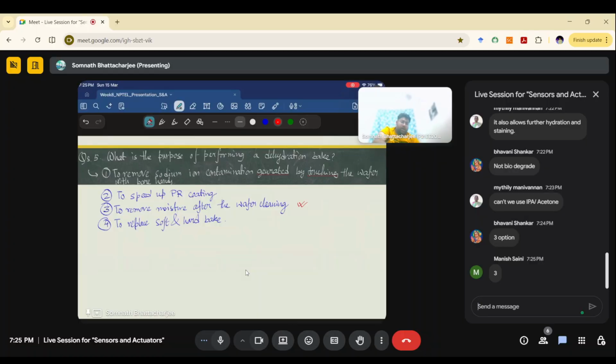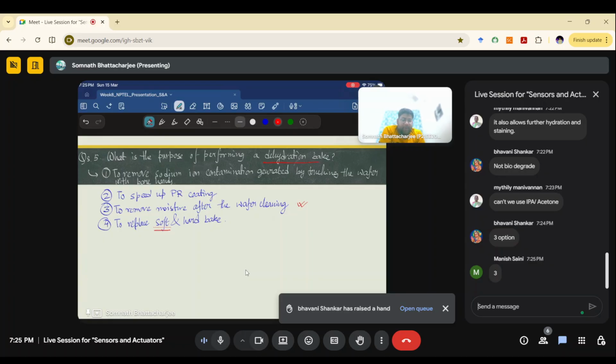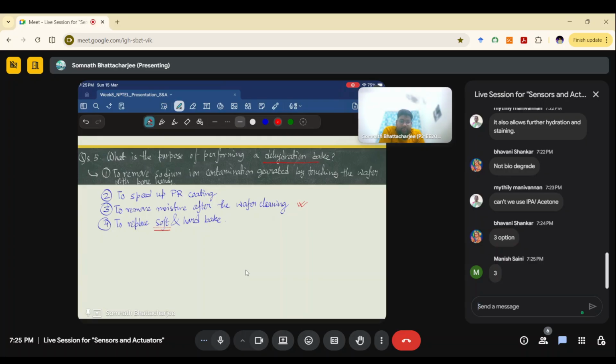Now I have a follow-up question. Obviously three is correct, so I'm not going into the question itself. But what is the difference between this dehydration bake and a soft bake? We know soft bake is primarily done to remove excess water and excess solvent. So what is the difference between that and dehydration bake?